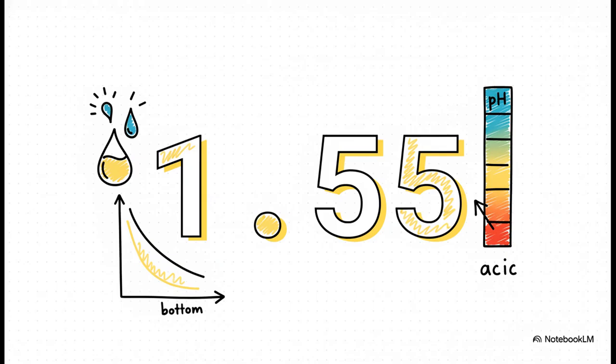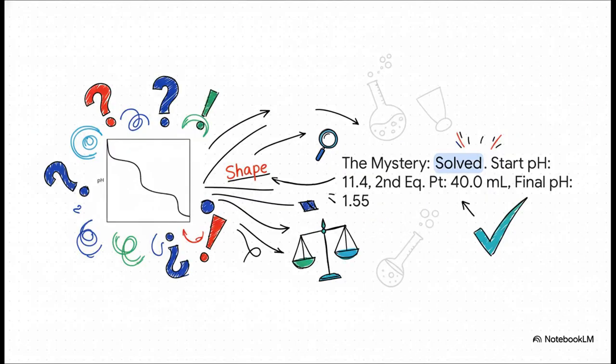That puts us way down in acidic territory, which, if you look, is a perfect match for the very bottom of our curve on the graph. It all lines up. And just like that, the mystery is solved. By carefully following the clues, the shape of the curve, the starting pH, those critical equivalence points, and the final pH, we have completely decoded the entire chemical story being told by this one single graph.